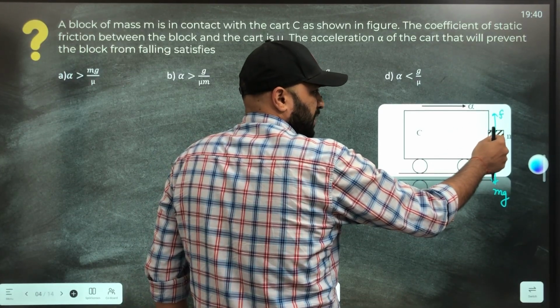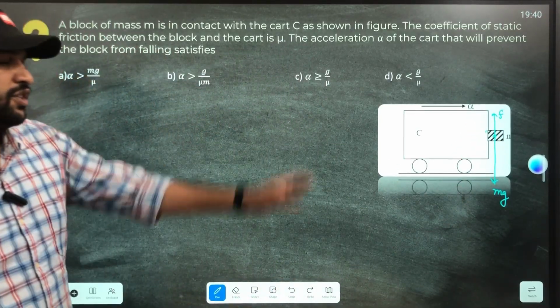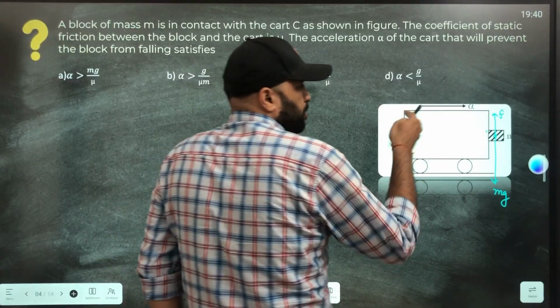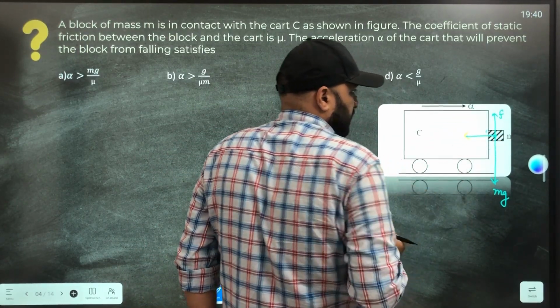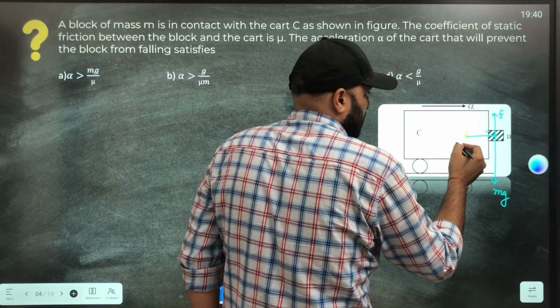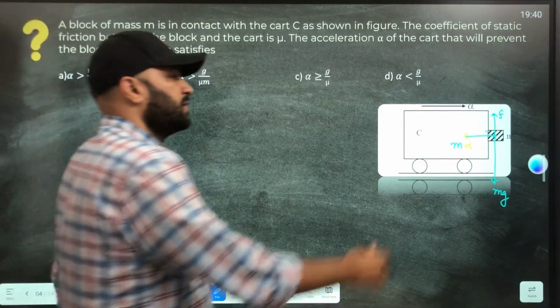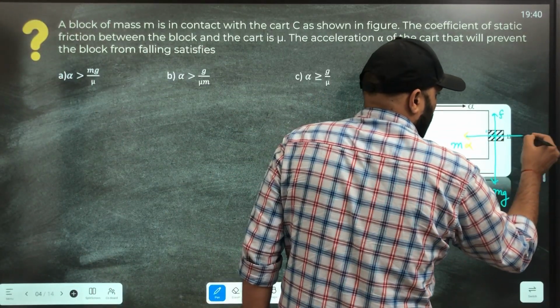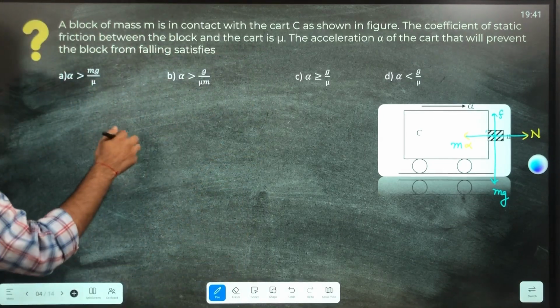You can put this vector here or you can put it over here also. It doesn't make any difference, right? So friction is stopping it. Because of this forward acceleration, there is a pseudo force acting in this direction, left side, and that is nothing but m times alpha. Correct? Because it is in contact with this, there will be a normal reaction acting on this side. Clear? So let me just redraw this diagram over here.